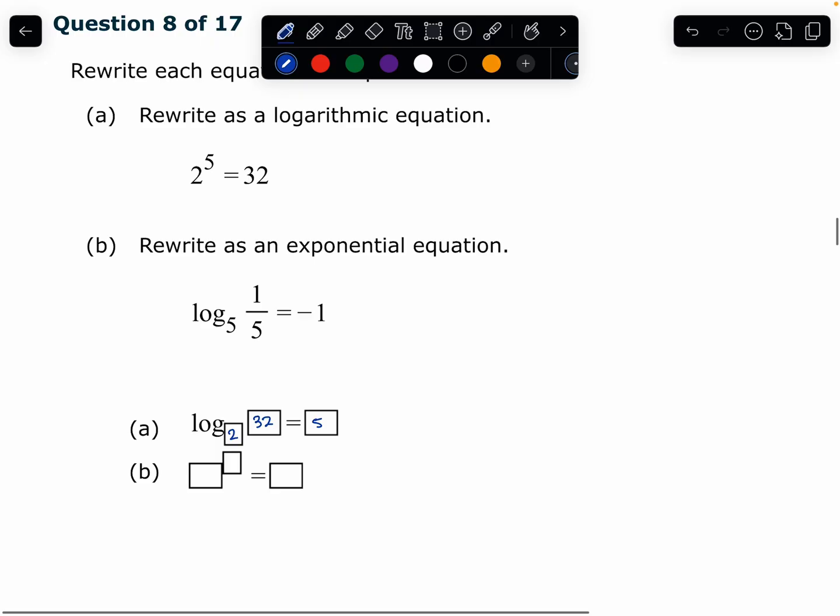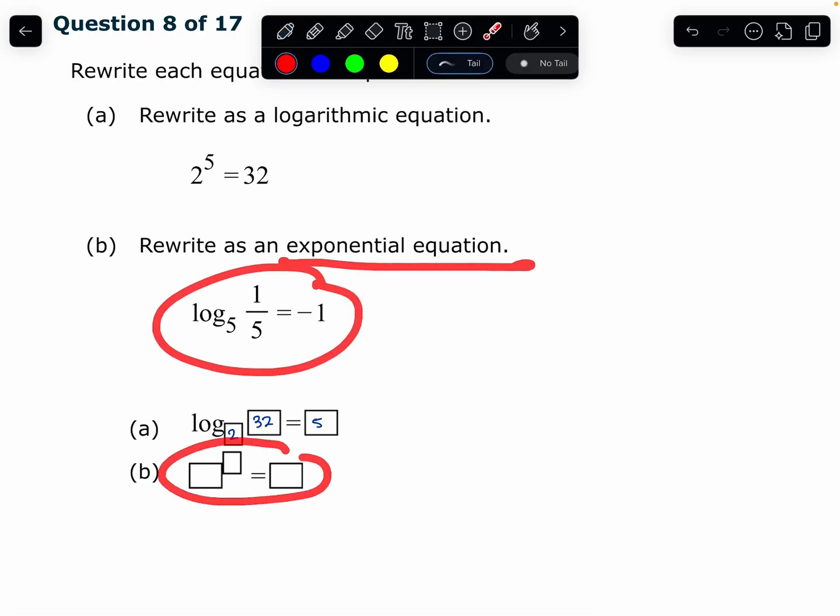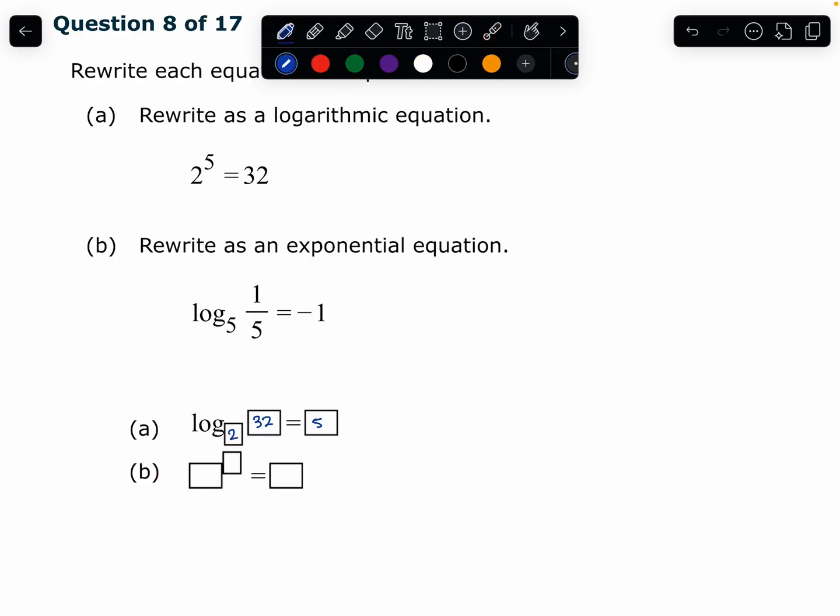Okay, for part B, we have this logarithm, but it wants us to write it as an exponential with a base, an exponent, and a value that it equals. So remember that the base of the logarithm, if I'm rewriting it as an exponential, will also be the base of the exponential, so base 5. Logarithms also equal exponents, so -1 has to be the exponent. And then that means 1/5 has to be the outcome right there, which is also true. We know that negative exponents mean reciprocal. So 5 to the -1 is 1/5, because that's the reciprocal of 5.